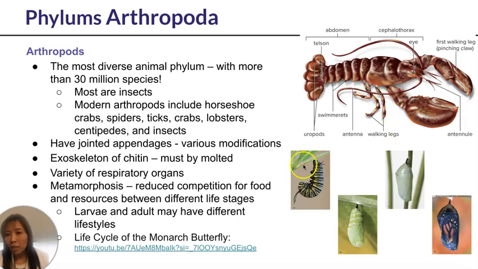And in some arthropods, they have to undergo metamorphosis in order to go from larva to adult. One of the advantages here is to reduce competition for food and resources between the larva and the adult stage. The larva and the adult stage have different requirements for lifestyle, so by having those two stages, you're reducing some of the competition for different resources, including food.